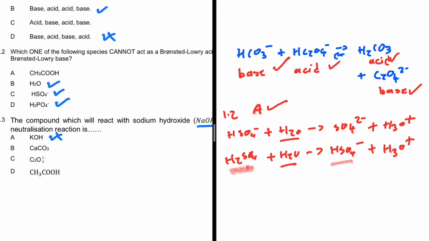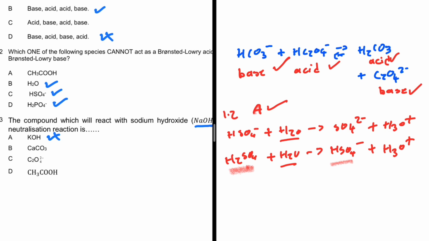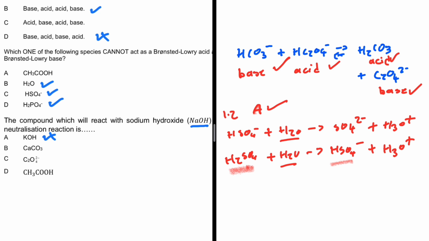And then we have CaCO3. This is the compound you find in shells, right? And then it is basic. CaCO3 is basic. So CaCO3 and NaOH also can't form a neutralization reaction because they are two bases, right? So B cannot be our answer.